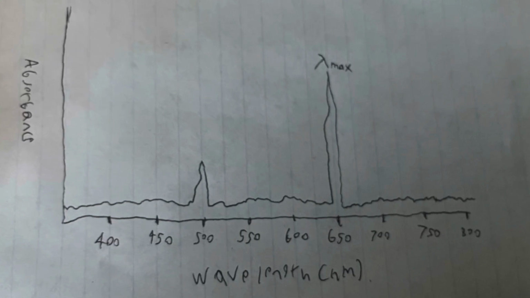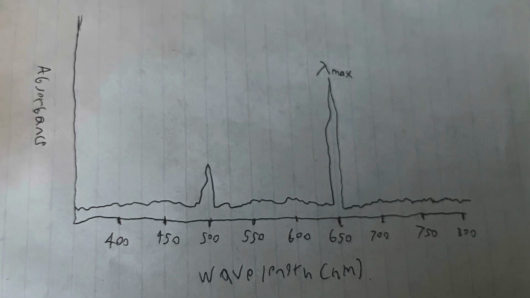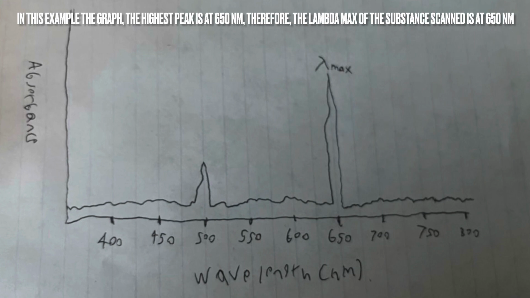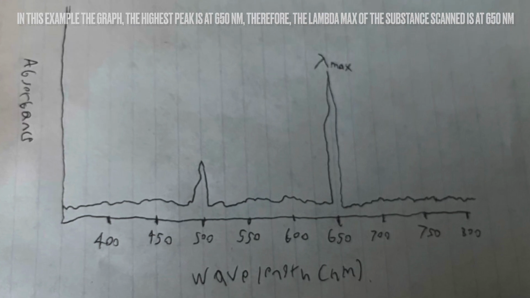This can be done by comparing the peaks of the graph in the scan to the reference graphs provided. The lambda max is the area of the spectrum produced by the spectrophotometer when the substance has the highest absorbance value. The lambda max is identified by observing the highest absorbance value peak while scanning across all wavelengths.